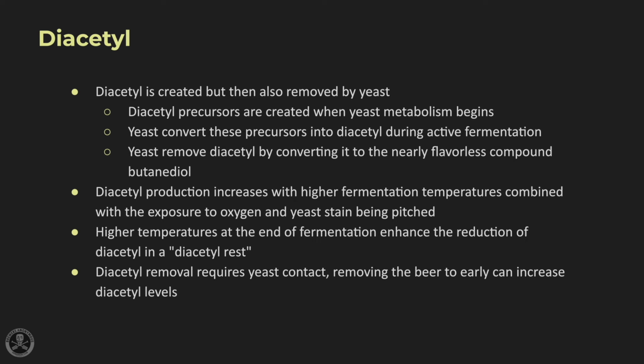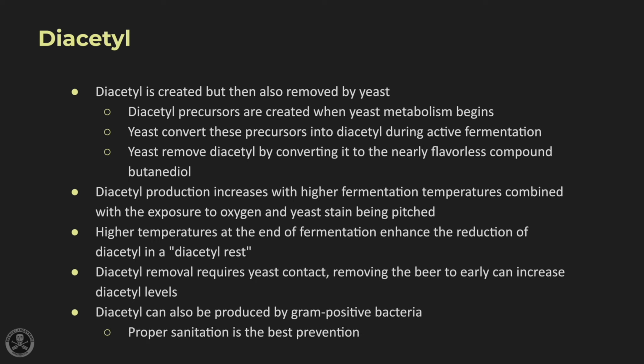Diacetyl removal does require yeast contact. It's really the only way to remove it, have the yeast convert it. If we rack the beer from the majority of the yeast too soon or before performing a diacetyl rest, we may be separating the wort from too much of the yeast too soon to be left to clean up the undesirable amount of diacetyl. We did mention this in the bacteria section of Lesson 2, but it's worth repeating in the diacetyl discussion. Gram-positive bacteria can also produce diacetyl in fermenting wort. For that, again, the best prevention is proper sanitization of everything that finished beer is going to touch.